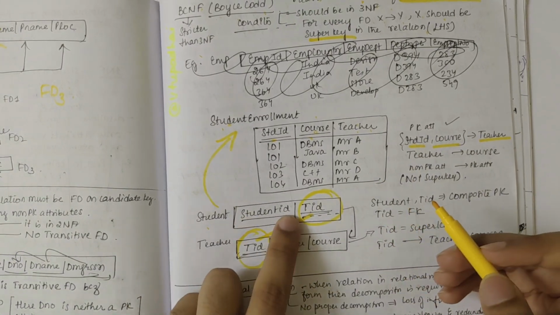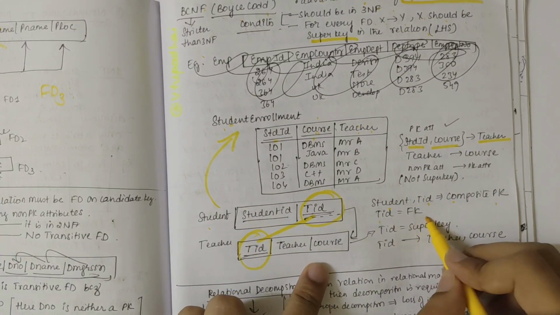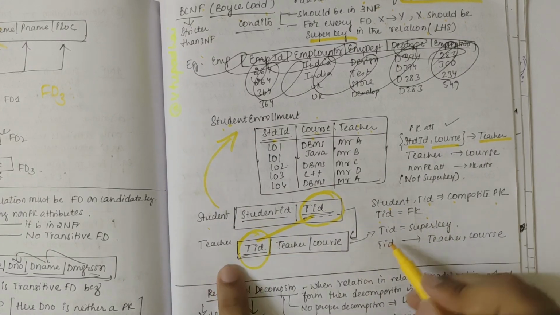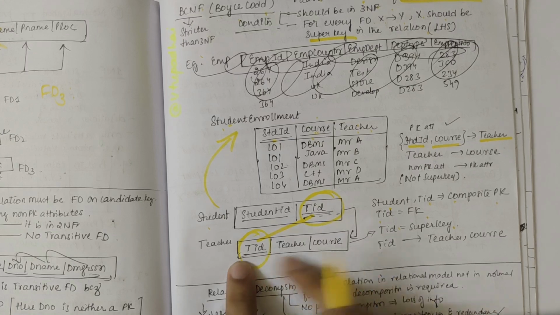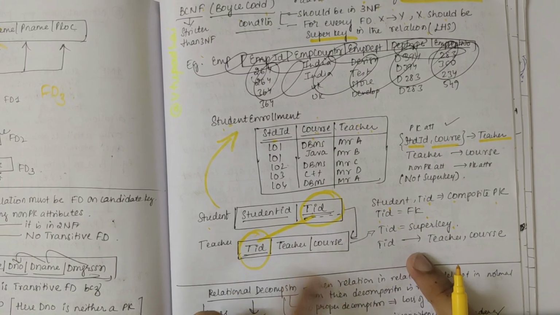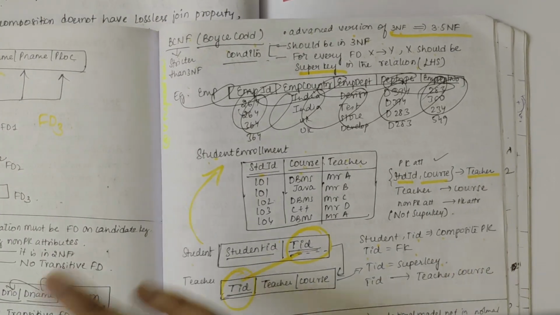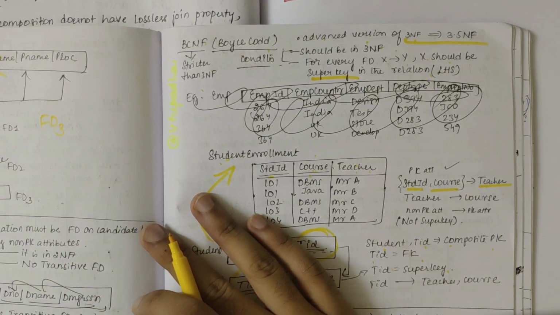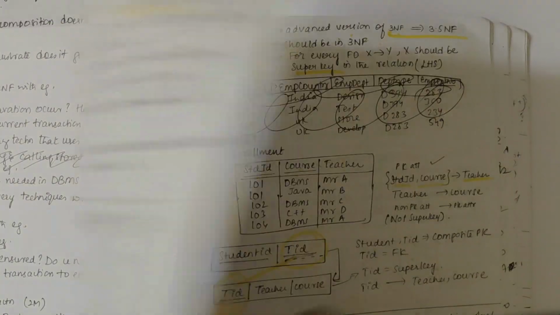So student ID and TID are the composite primary keys. TID is the foreign key which is connected here. Here TID is the super key because it is a foreign key in the above table and primary key in this table. So teacher depends on TID and course also depends on TID. So this was about BCNF. I hope you have understood the normalization topic. I would suggest you go through the written part here. You'll understand it better.